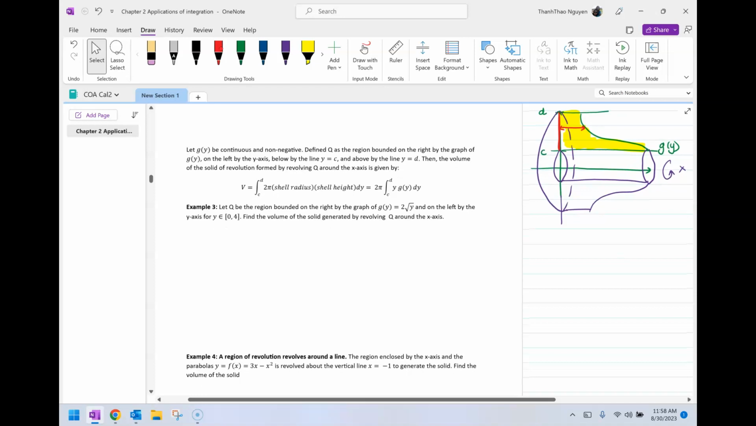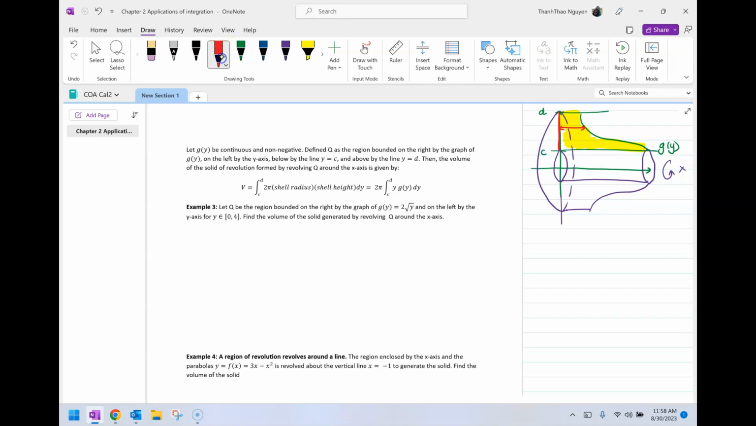Let Q be the region bounded on the right by the graph of g of y equal to square root y, and on the left by the y-axis for y between 0 to 4. We want to find the volume of the solid generated by revolving Q around the x-axis. So let's make a rough sketch of what it looks like.